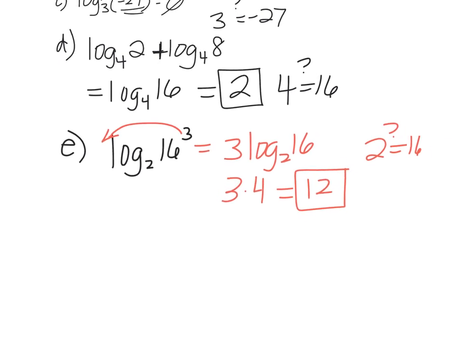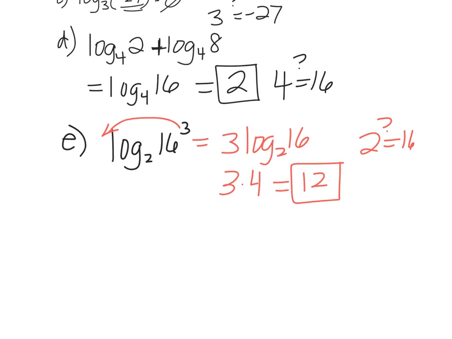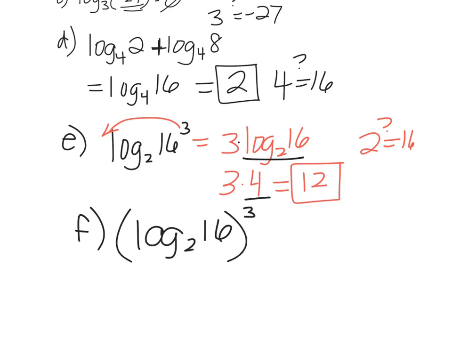Oh, okay. The answer they multiply by 3. Yeah, so the 3 moves to the front, becomes times. You figure out what log base 2 of 16 is. It's 4, and 3 times 4 is 12. What about if it was log base 2 of 16 cubed?